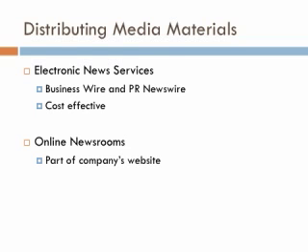Electronic news services provide a cost-effective way to reach thousands of media members across the globe. The second type are online newsrooms. Most organizations have a press room or newsroom as part of their website. This provides a journalist news releases and organizational information. Journalists can also download graphics, photos, videos, position papers, and annual reports.